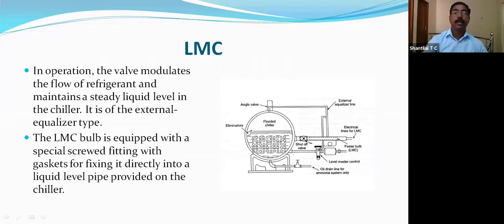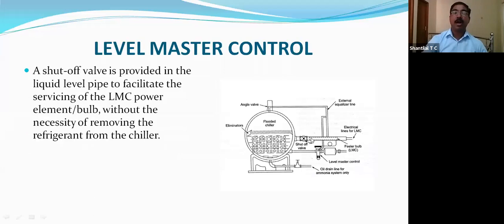Then a shutoff valve is provided in the liquid level pipe. This is the shutoff valve to facilitate the service of the LMC power element or bulb without the necessity of removing the refrigerant from the chiller. Suppose your feeler bulb or electric heater requires servicing, at that time you can close this pipeline with the help of this shutoff valve. Then the refrigerant is not coming to this side, and you can remove this feeler bulb or electric heater for servicing and maintenance purposes.